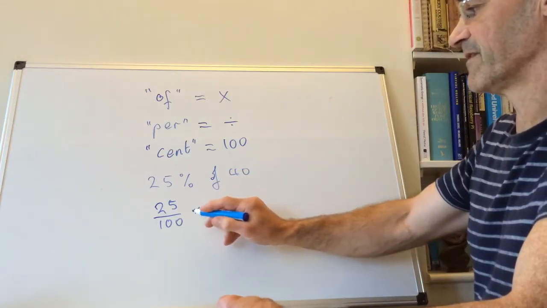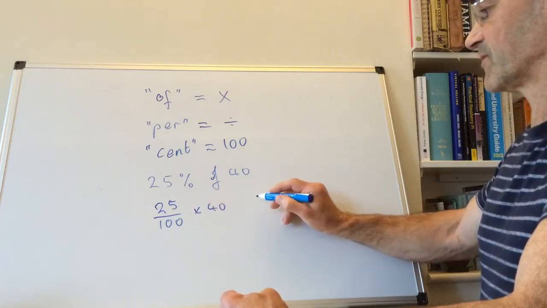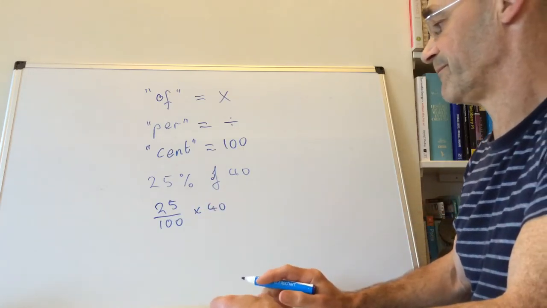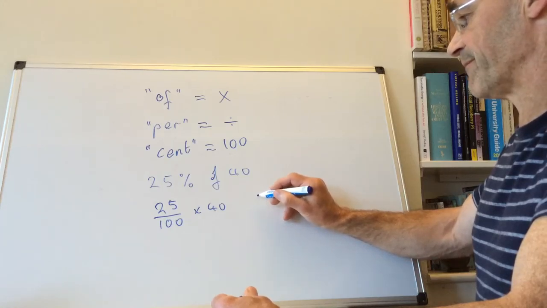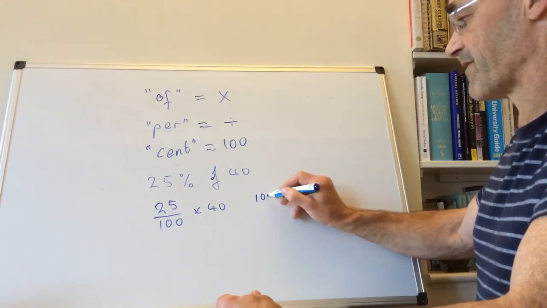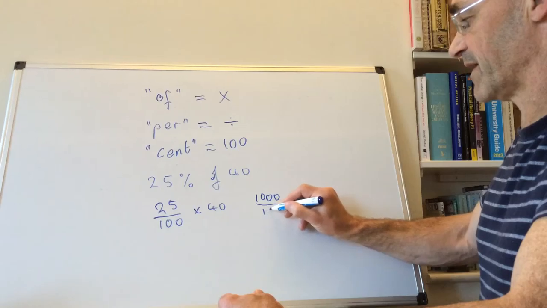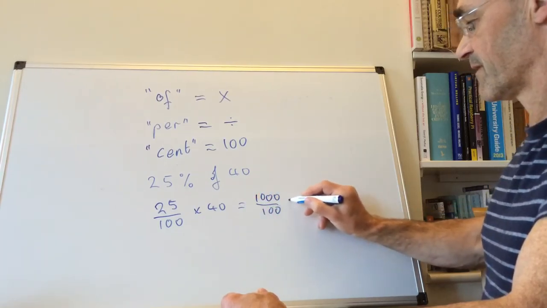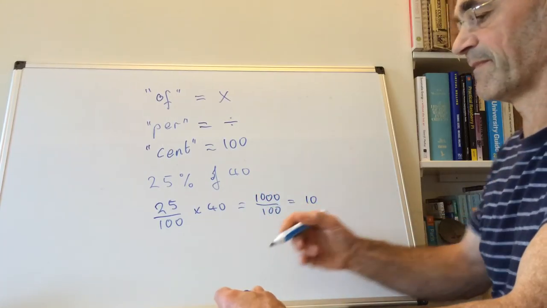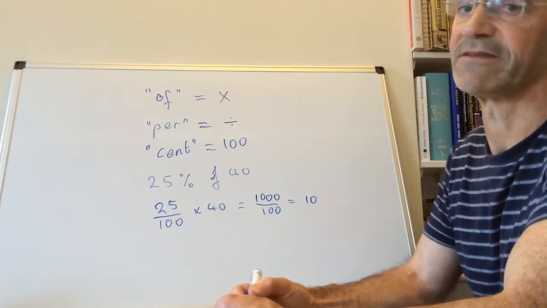So 25 divided by 100 times 40, which is 1,000. Divided by 100, which is 10. Okay, so 25% of 40 is 10.